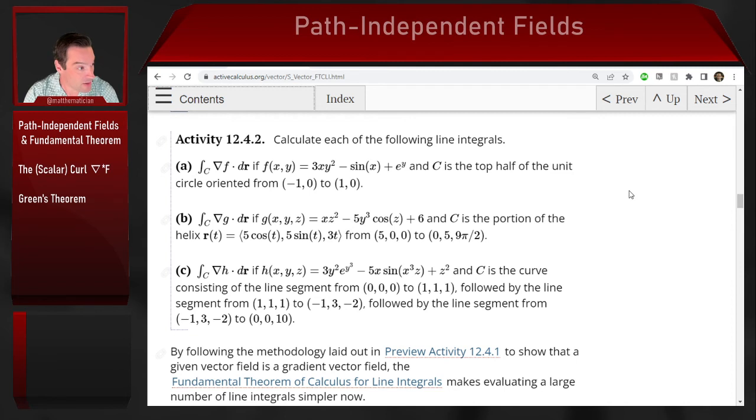So the activity number 2 in this section gives us a couple of different examples to do. Let's just do example A to get ourselves started. So example A asks us for the path integral of the gradient of f, where f is this scalar function, 3xy squared minus sine of x plus e to the y. And C, the curve, is the top half of the unit circle oriented from negative 1, 0 to 1, 0. So let's just do part A in your group, and then we'll use that as a way to move forward.